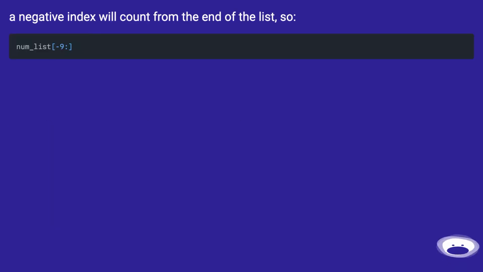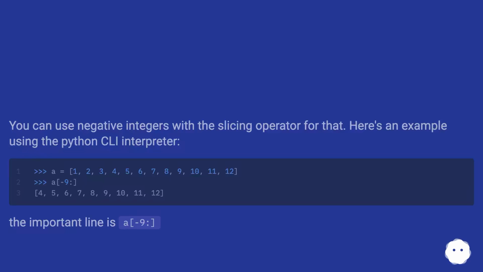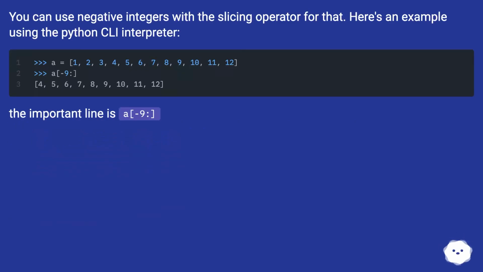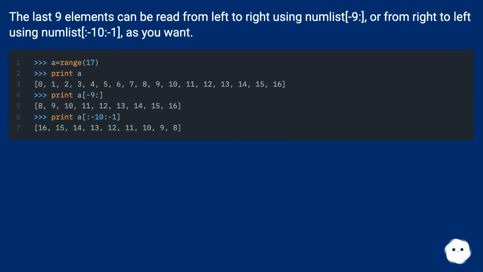A negative index will count from the end of the list, so you can use negative integers with the slicing operator for that. Here's an example using the Python CLI interpreter. The important line is a[-9:]. The last 9 elements can be read from left to right using numlist[-9:], or from right to left using numlist[:-10:-1], as you want.